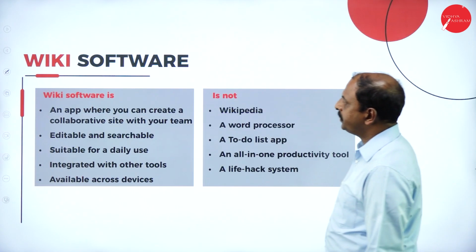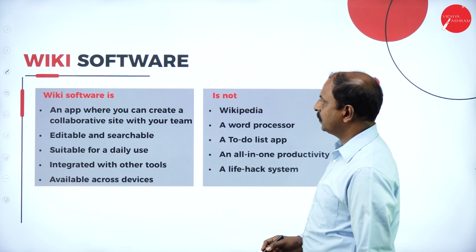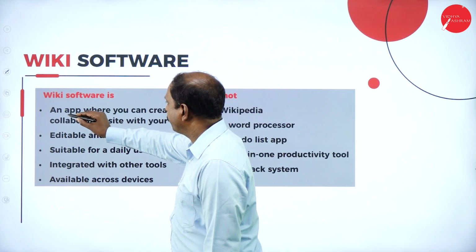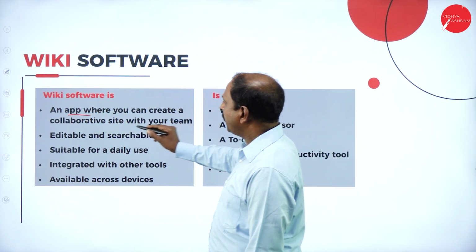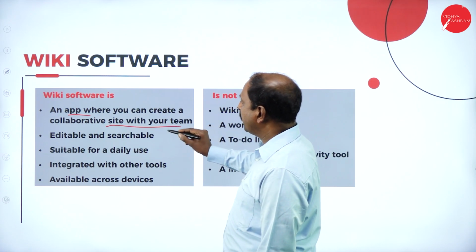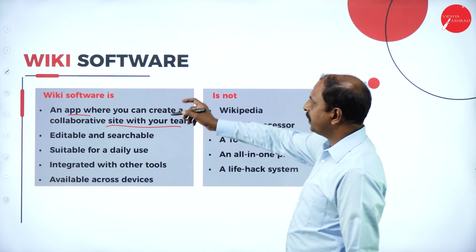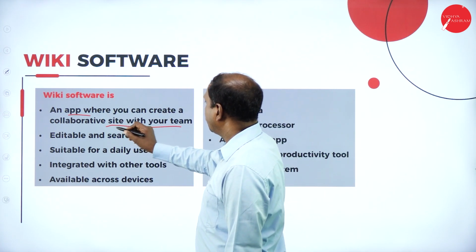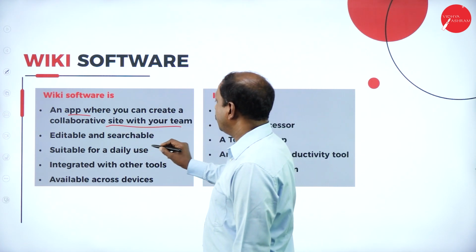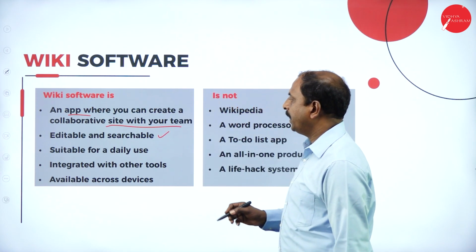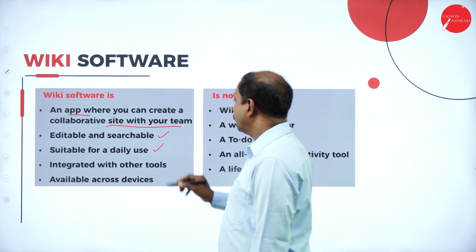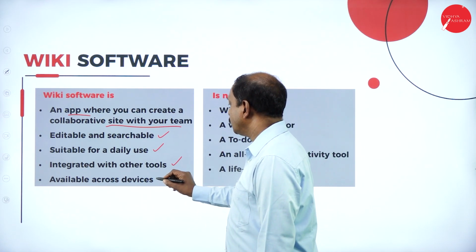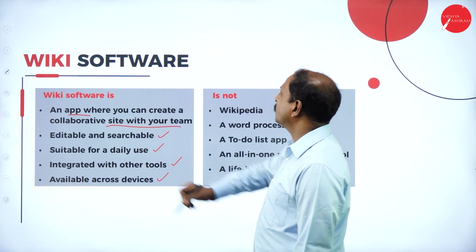In the next slide, we will see what wiki software is. Wiki software is an app where you can create a collaborative site with your team. It is an application software where we can create a wiki site, editable and searchable, suitable for daily use, integrated with other tools and available across devices. So this is wiki software.